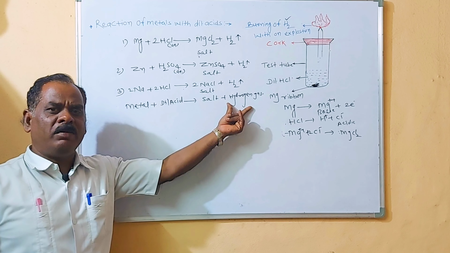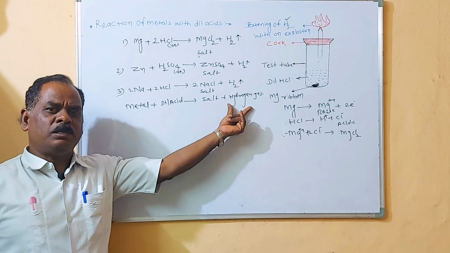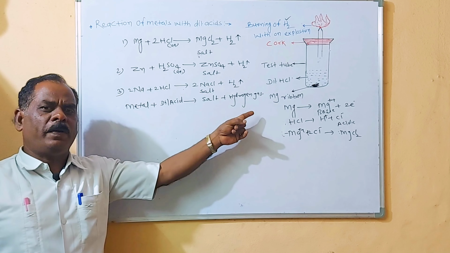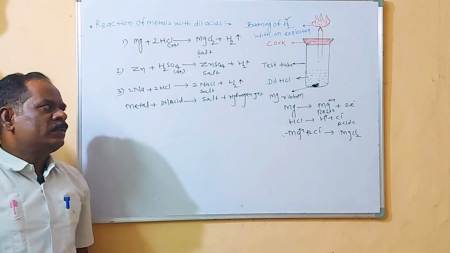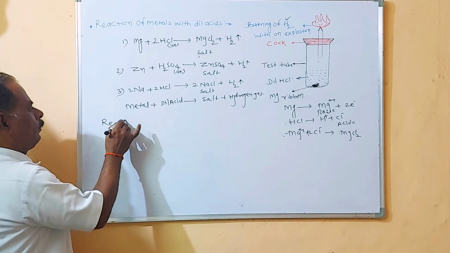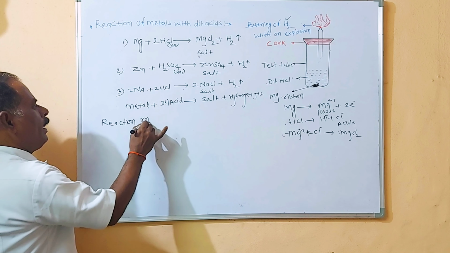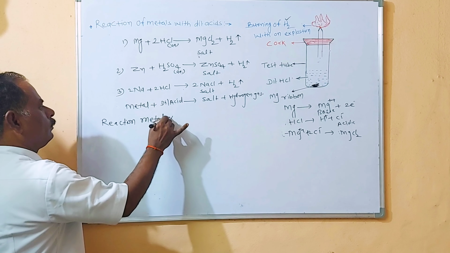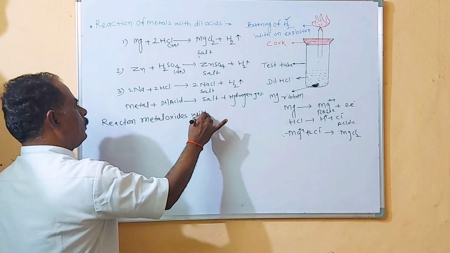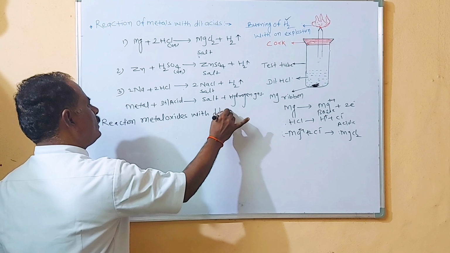What is the property of hydrogen gas? Hydrogen gas burns with an explosion or with a pop sound. This is the property of hydrogen. Remember, a very important point. The second point is the reactions of metal oxides with dilute acid.